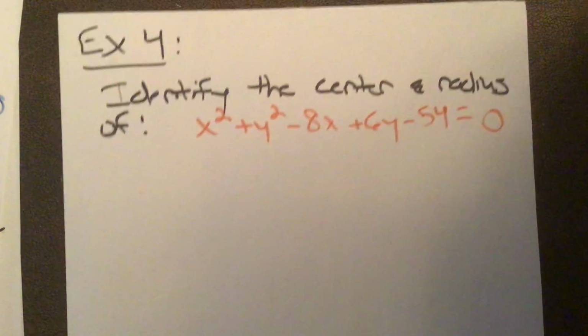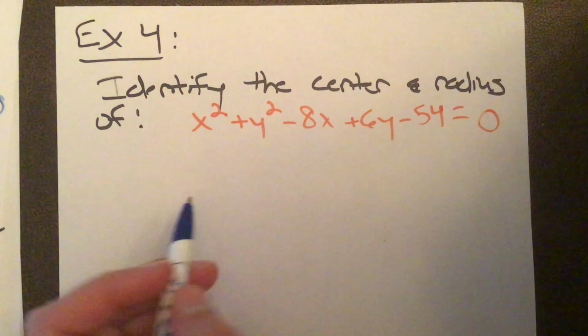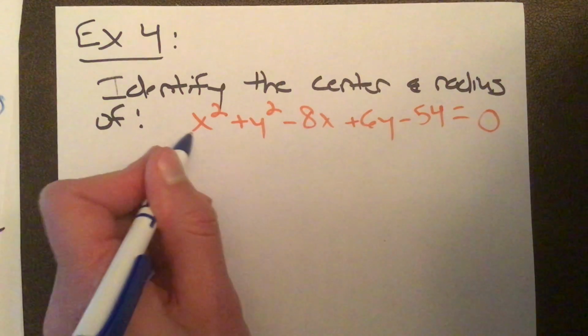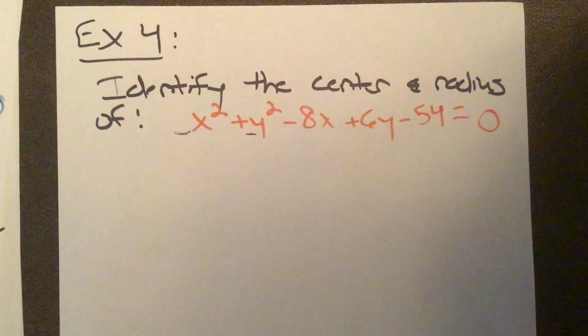So we're going to do one more like that. So what I would encourage you to do if you're watching the video is to pause it and try this one on your own. And then once you've tried it on your own, you can unpause it and go ahead and watch me go through it. So this one, again, I know it's a circle because the coefficients in front of the x squared and y squared are the same. And as I mentioned, if it's a circle, 9 times out of 10, those will be 1.